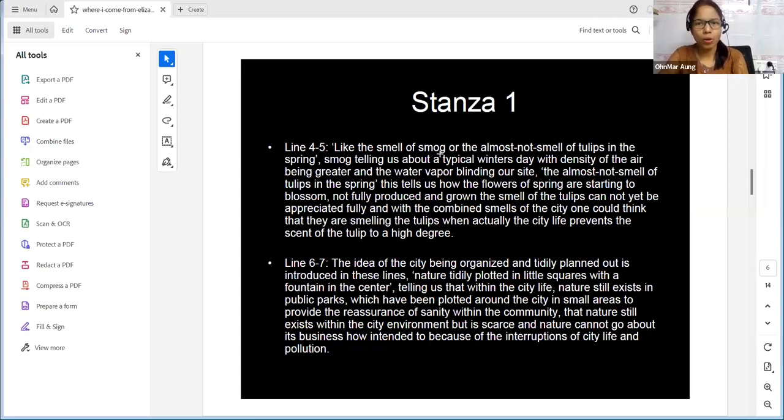Like the smell of smoke. Smoke. You know the meaning of smoke. The air pollution produced by smoke, gases and chemicals in the city. There is air pollution. According to the word smoke, the poet means that there is air pollution, right? So smoke means air pollution. So almost not smell of tulips in the spring. So it means the poet might have the experience of smelling tulips in her native town. But in the city, he cannot have that kind of experience because of the smog, right?